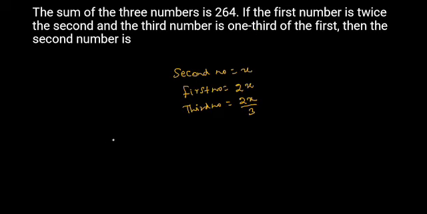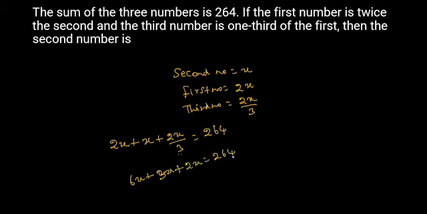So we will just go for this. First add the numbers here. So first number is 2x, second number is x, third number is 2x by 3, is equal to the total, which is actually 264. Now when we multiply this by 3, 3 into 2x will be 6x, 3 into x is 3x, plus 2x is equal to 264. Okay. Now divided by 3.